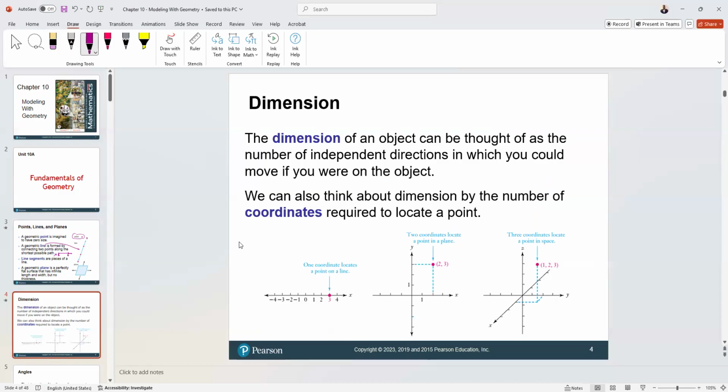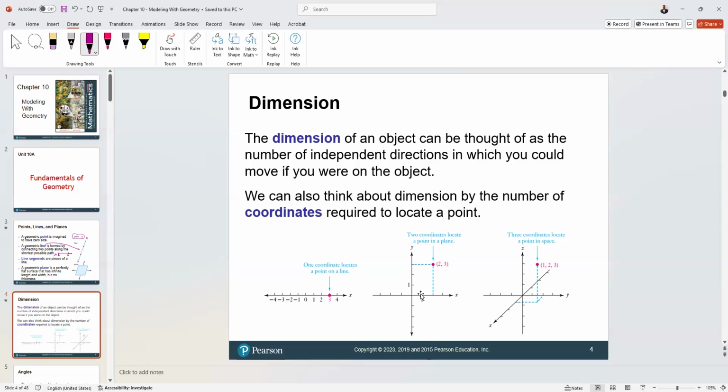A line is one-dimensional because if you walk on a line, you can move forward and backward along only one path. Very important, because we have the line. One coordinate locates a point on a line, because coordinates are something we need to think about. If we think about dimensions as the number of coordinates required to locate a point, a line is one-dimensional because it requires only one coordinate, such as x, to locate a point on the line, right?